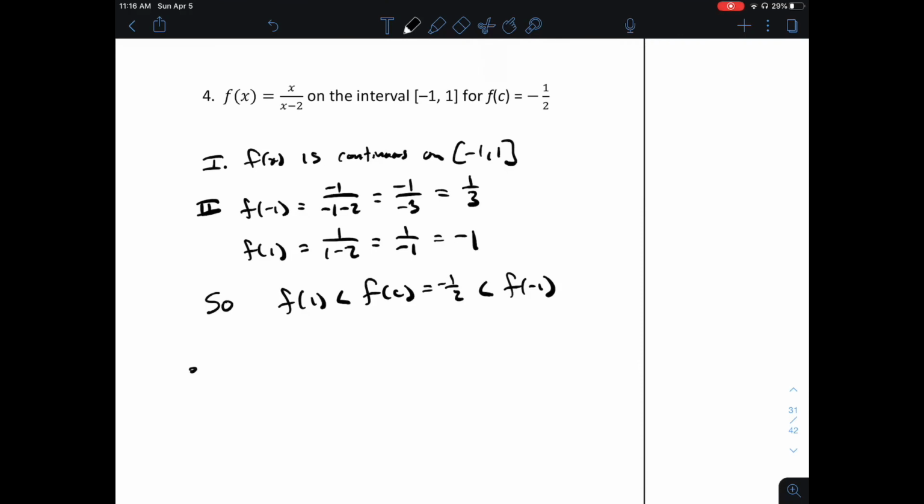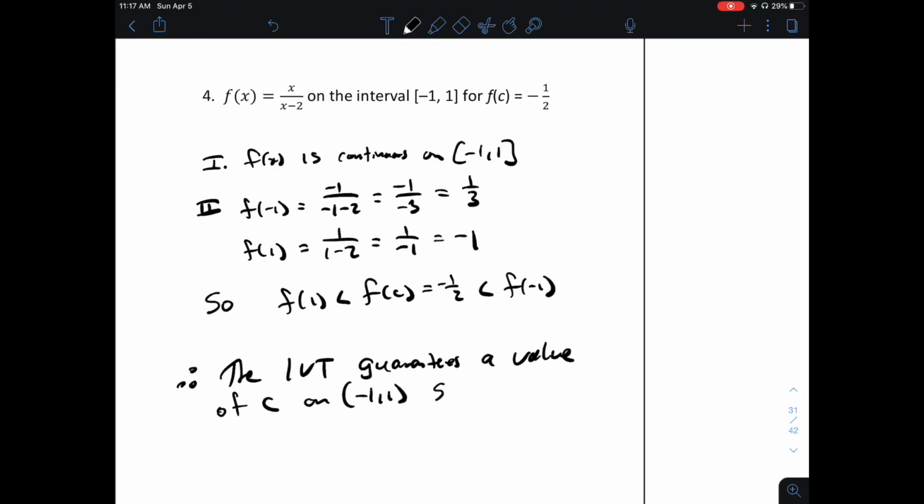So our conclusion from this: the intermediate value theorem guarantees a value of c on the interval from negative 1 to 1 such that f of c is negative 1/2.